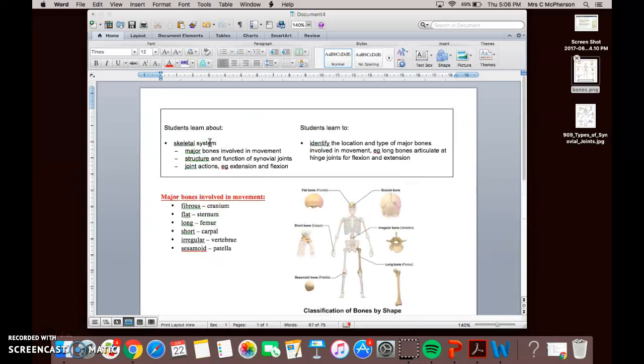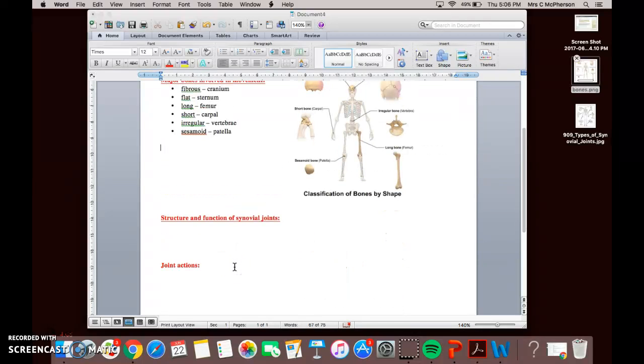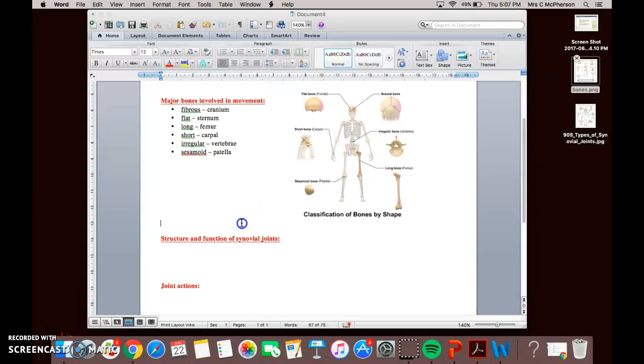Okay, so that was very straightforward. Major bones involved in movement. Done. Let's highlight that. Done. Structure and function of synovial joints. So we don't jump straight into that. There's a few more things we need to talk about under this dot point.